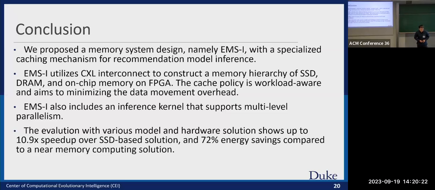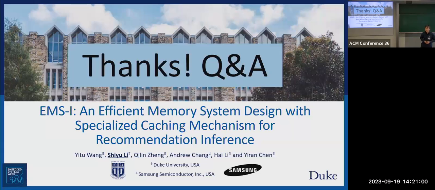So in conclusion, we propose a memory system design called EMSI with a specialized caching mechanism for recommendation model inference. It utilizes the CXL interconnect to construct a memory hierarchy of SSD, HBM, and on-chip memory on FPGA. The cache policy is workload aware and aims to minimize the data movement overhead. We also include an inference kernel that supports multiple levels of parallelism. The evaluation shows we can achieve up to 10.9 times speed up over the SMC-based solution and 72% energy savings compared to a near memory solution. And thank you. I'm open to any questions.